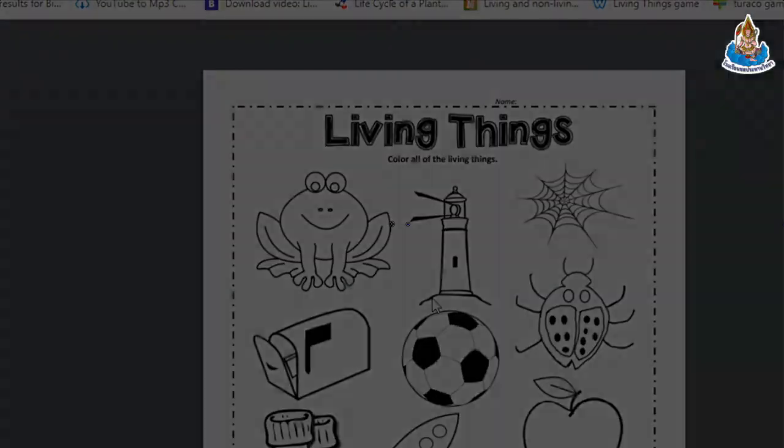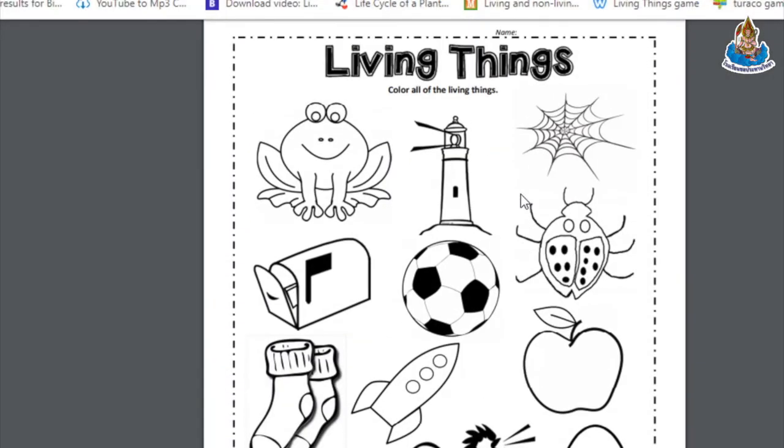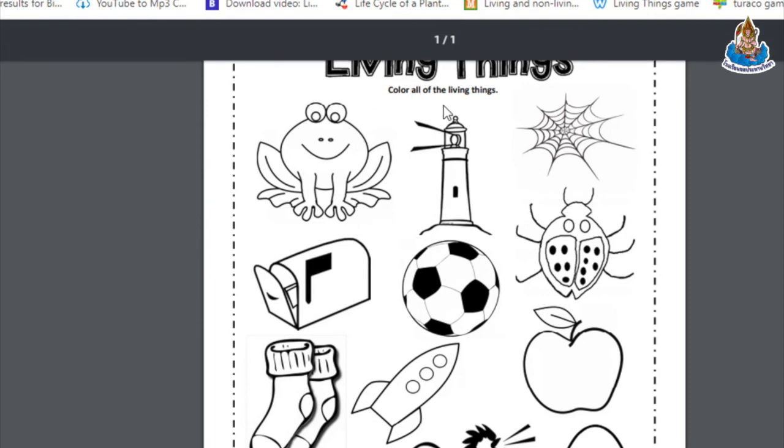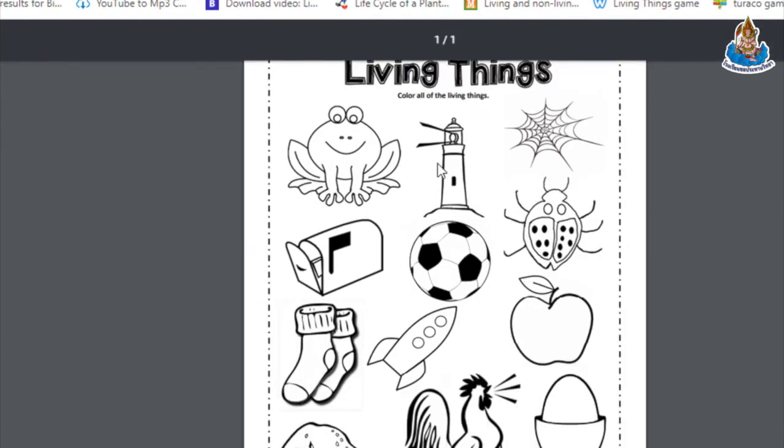So for example, for worksheet number 1, we have living things. Color all the living things. So you just have to color all the living things that you can see in this picture.